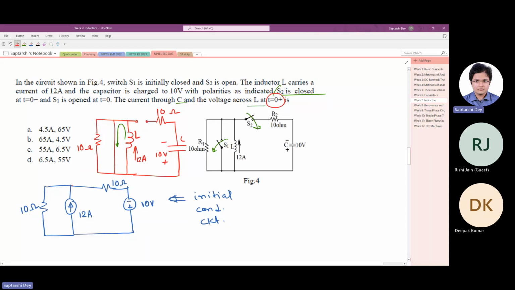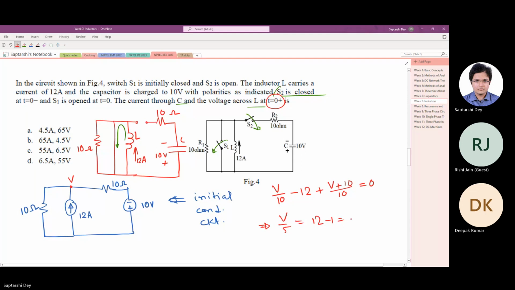So basically what we can do here is we can just apply nodal analysis here quickly. So currents going out, we will find out V by 10 is the current going out, and minus 12 is the current going out, and V minus 10, that is V plus 10 by 10 is the current going out. That comes out to be 0. Now V by 10 gives us V by 5, that is equal to 12 minus 1, 11, so V is 55 volt.